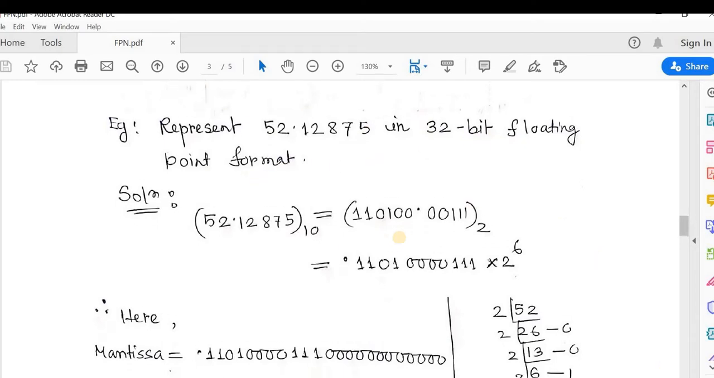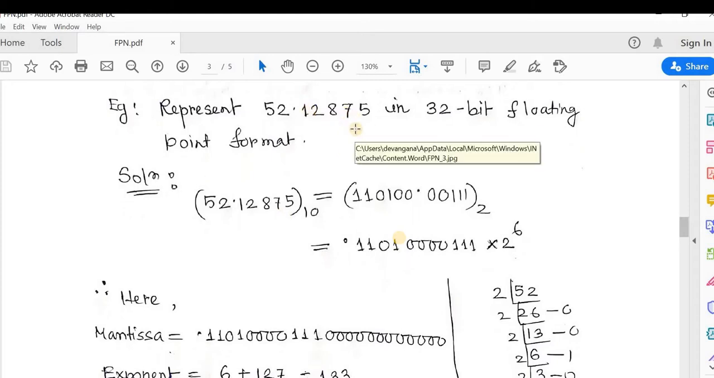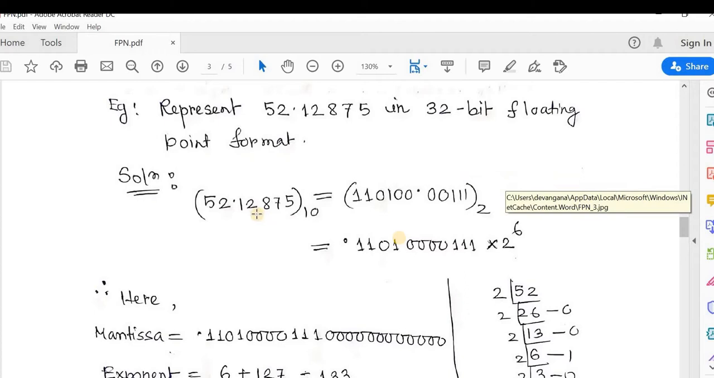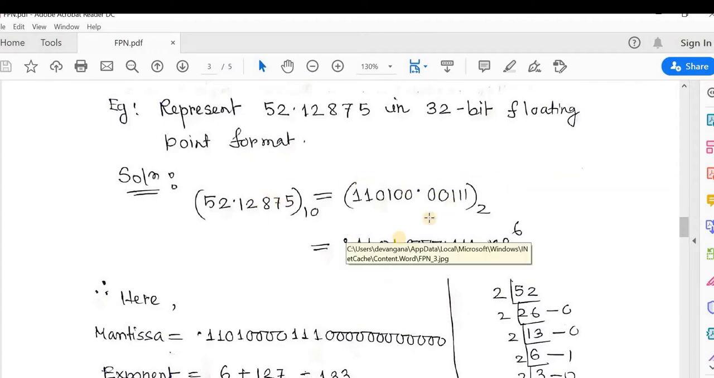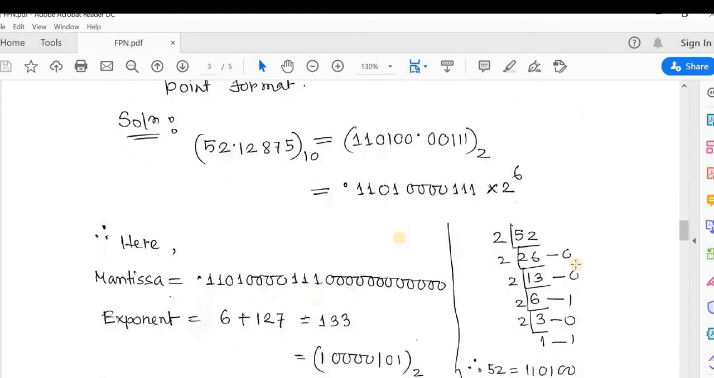So we have to write this number in 32 bit floating point format. How? The number is given in decimal. This is given in decimal number, so you have to find its binary equivalent. You already know how to find the binary equivalent of the decimal number.